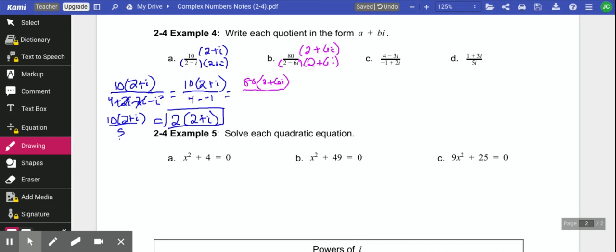In the denominator, we're going to FOIL. So we get 4 plus 12i minus 12i. Those are going to cancel. I'm just going to cross them off now. Minus 36i squared.